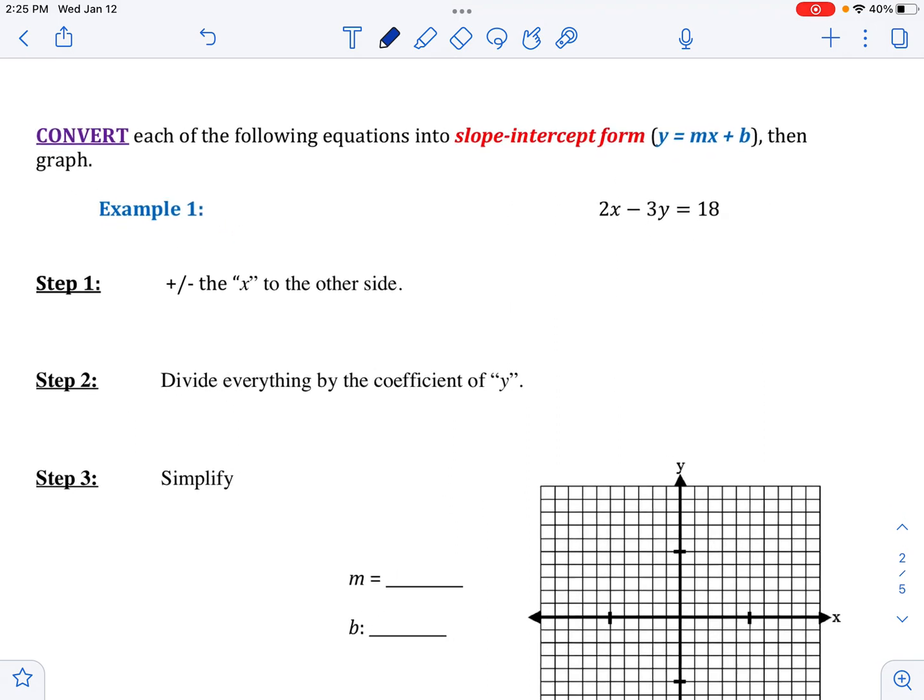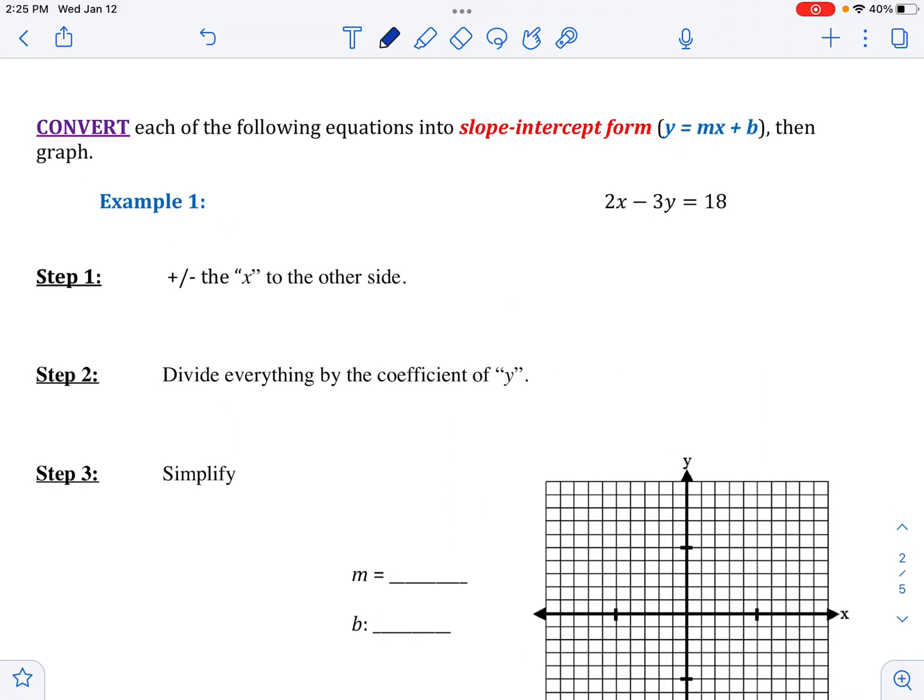All right. So notice, when I talk about standard form, that means my equation has x and y on the same side. If I want something in slope-intercept form, I want to get it in the form of y equals, with y all by itself. So that's going to be our goal.